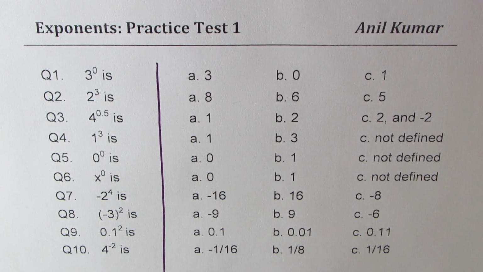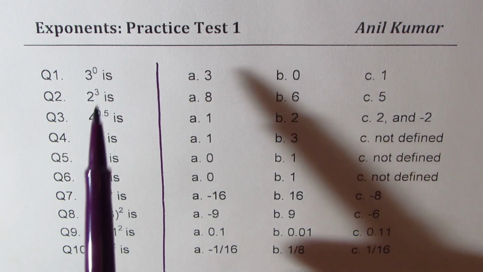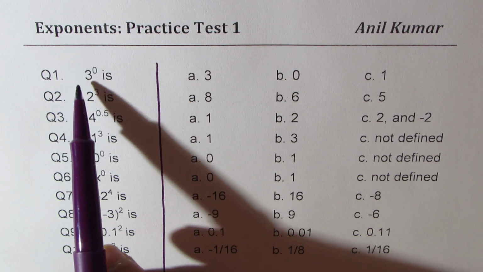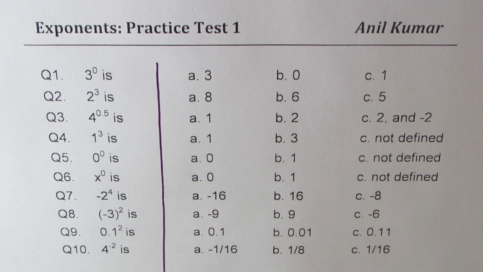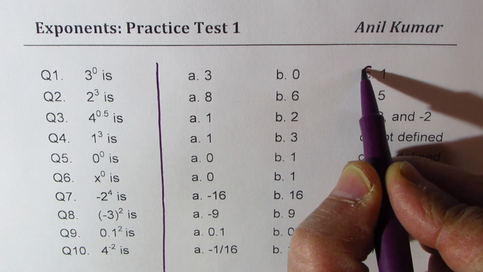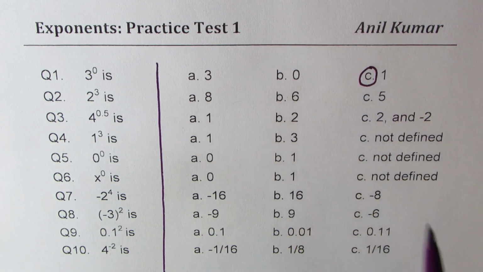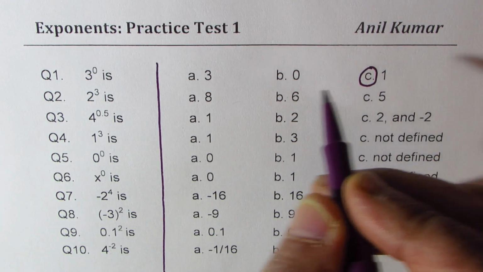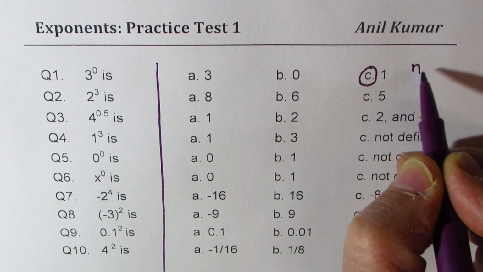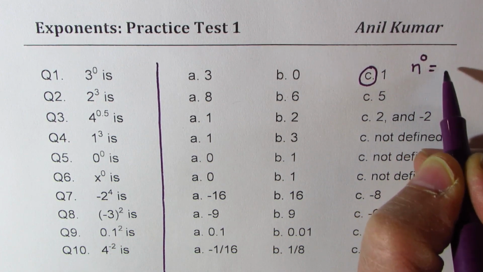Now let's begin with question number 1. We have 3 to the power of 0. 3 to the power of 0 is what? Is it 3, 0 or 1? Well, it is important to remember that anything to the power of 0 is 1, right? So if we have any number, let us write down n to the power of 0 is 1.